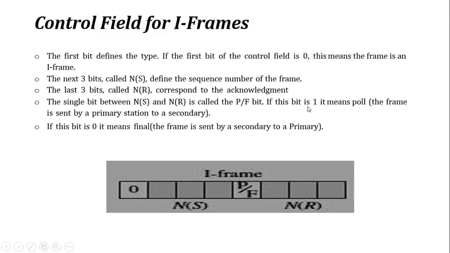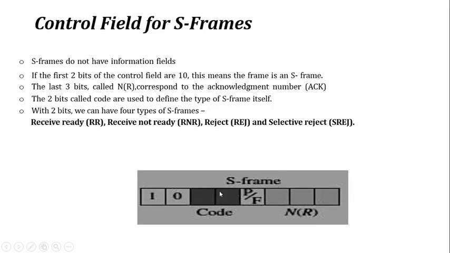If this bit is 1, it means poll, the frame is sent by a primary station to a secondary. If this bit is 0, it means final, the frame is sent by a secondary to a primary. So P means poll and F means final. Okay, and this is the diagram for the control field of I frame.